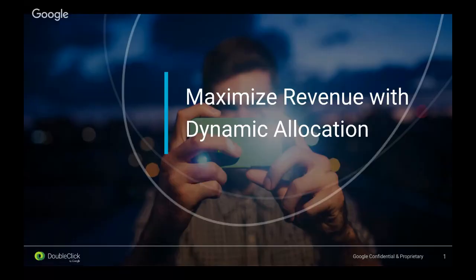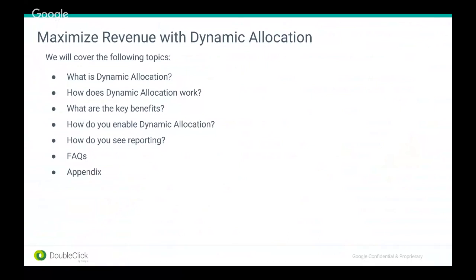Once again, welcome to our live stream. Today, Olivia is going to talk about a very important function in our product called DoubleClick for Publishers, which is called Dynamic Allocation. And more importantly, how to maximize your revenue with this function. So we'll cover the following topics. Generally, we'll explain what is dynamic allocation. Then we'll explain how dynamic allocation works and what the key benefits of it are. And then we'll go through a bit of practice and explain how to set up dynamic allocation, how to see its reporting, and answer some of your questions.